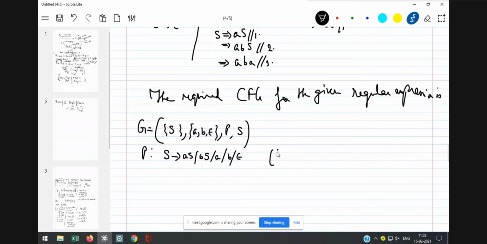This is one notation, Backus-Naur form. This notation I'm using for writing this grammar. This is the required context-free grammar for the given regular expression. Regarding this Backus-Naur form, please go through it by yourself. It's not that hard. This is the way I'm writing it here with this slash and all. This is known as Backus-Naur form. That's it.